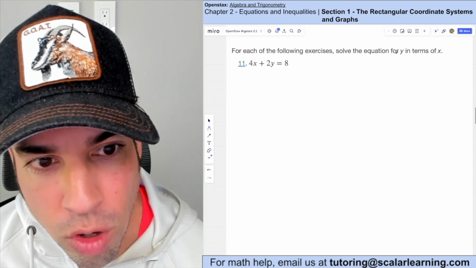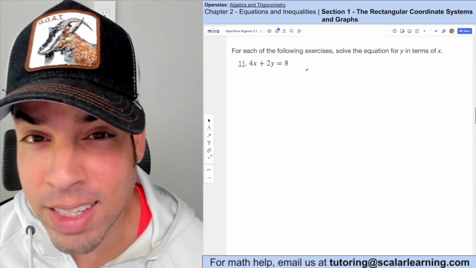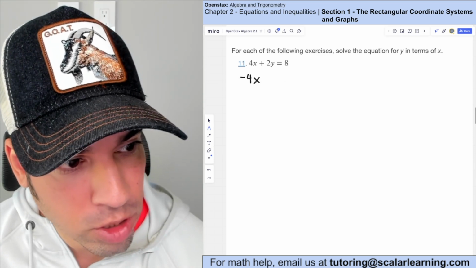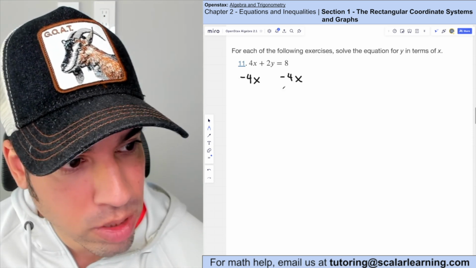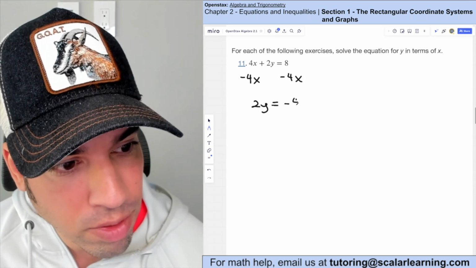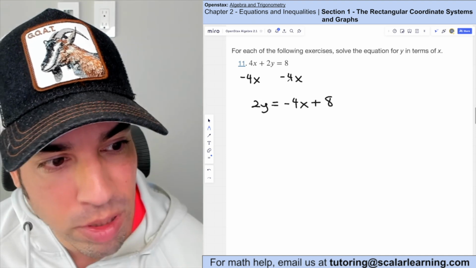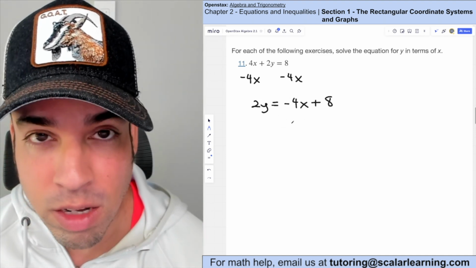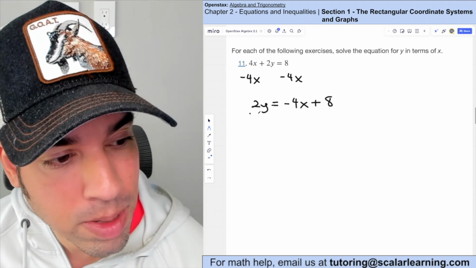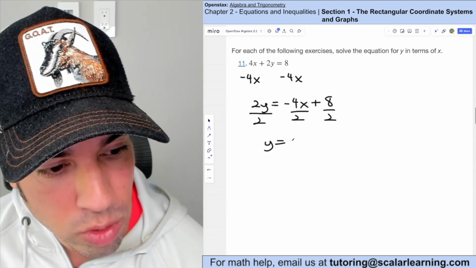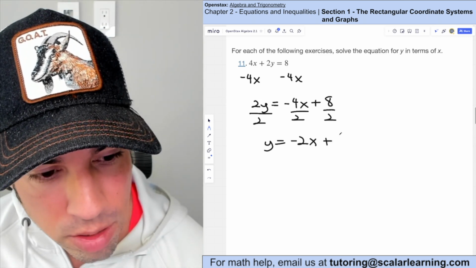So here we are solving the equation for y in terms of x. That just means to isolate y. So we're going to use variable isolation. I'm going to start by subtracting 4x from both sides. And that gives me 2y equals negative 4x plus 8. So I'm choosing to put the negative 4x in front of the 8. It really doesn't matter. The only reason why I like to do this is because then it comes out in slope-intercept form. Then I'm going to divide everything by 2. And I get y equals negative 2x plus 4.